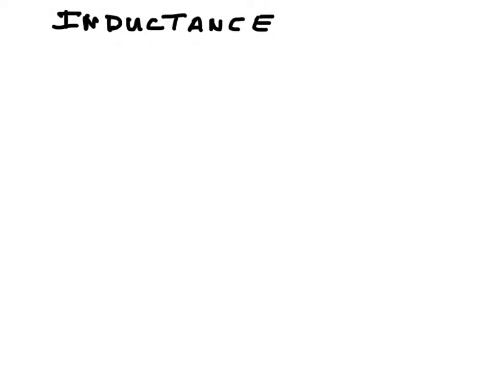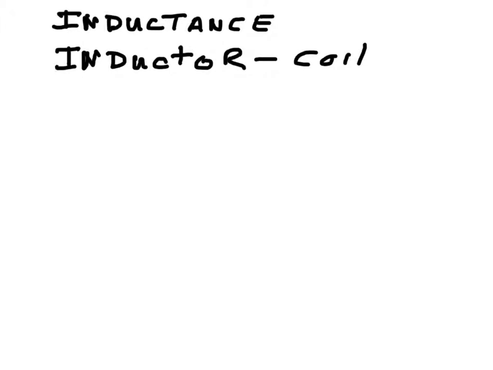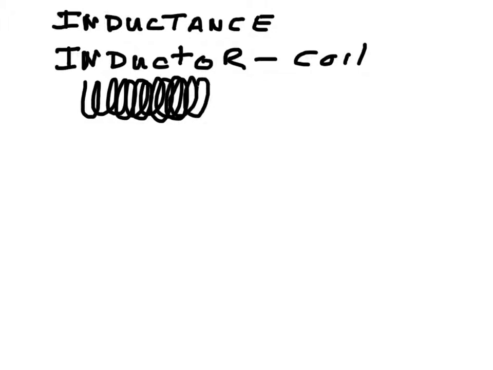Let's learn about inductance. Inductance is the property of an inductor, which is simply a coil of wire. So the standard simple inductor is just a coil of wire. Here we look at the coil from the edge, and here we can look at the coil down the end.